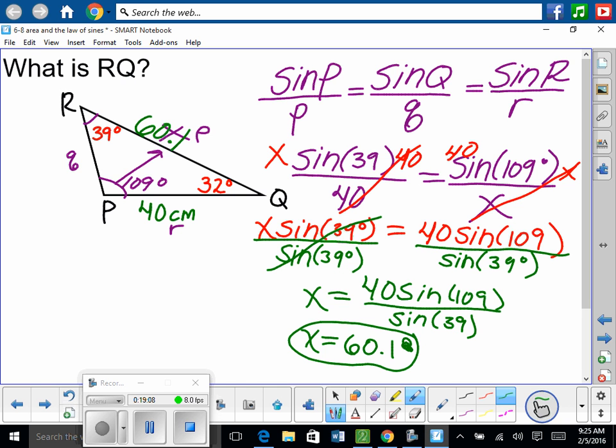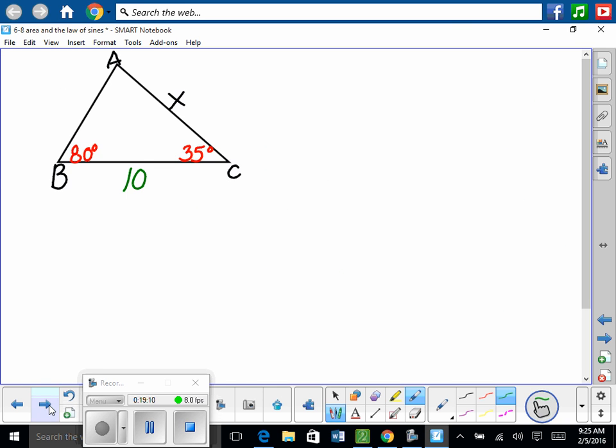Okay, let's do one more, then I'll let you practice. Looking at this one, we're asked to find x. So you first ask yourself, how am I going to find x? Well, I'm going to use the law of sines. I'm given two angles and one side, right? So I'm going to solve for x. So I set up my law of sines.